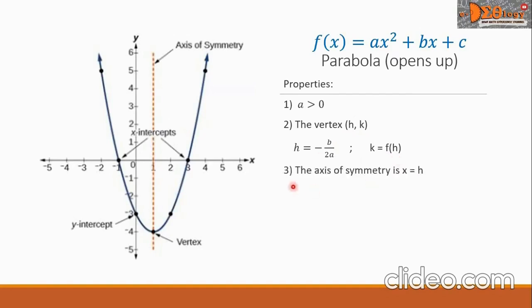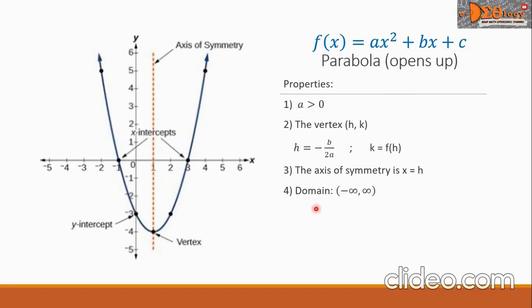Property number 3, the axis of symmetry. A parabola has symmetry with respect to a line, and this line is called the axis of symmetry. We can see this is a dotted red line in here. And the formula for the axis of symmetry is x equals h.